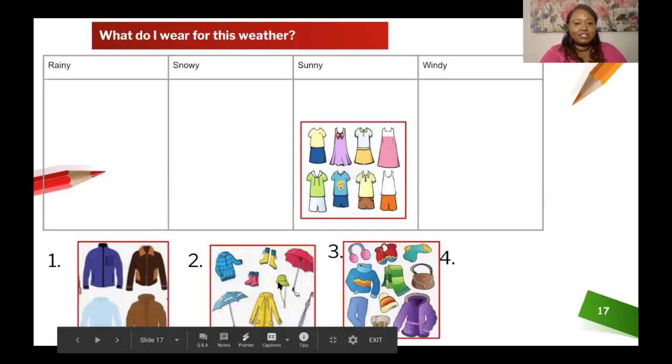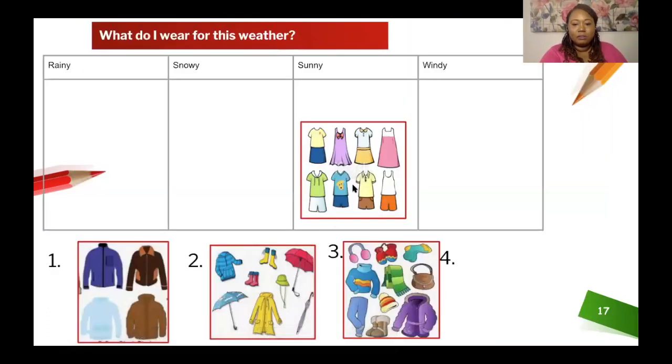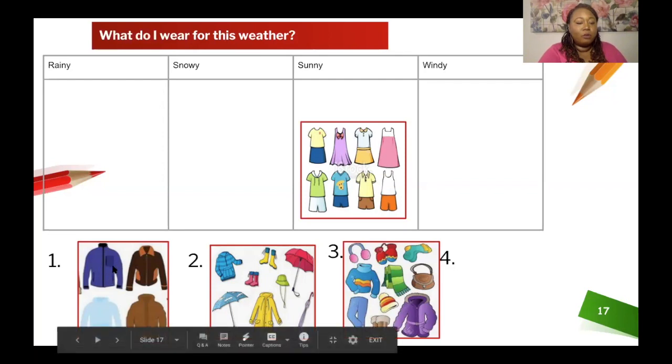All right, so we are going to play a game. And Sunny has already been filled in because I guess Miss King clicked too many times. But if we look at the clothes under Sunny, you will see that those seem like what you would wear when it's sunny, because what is the temperature when it's normally sunny outside? If you said hot, you are correct. So let's move on to number 1.